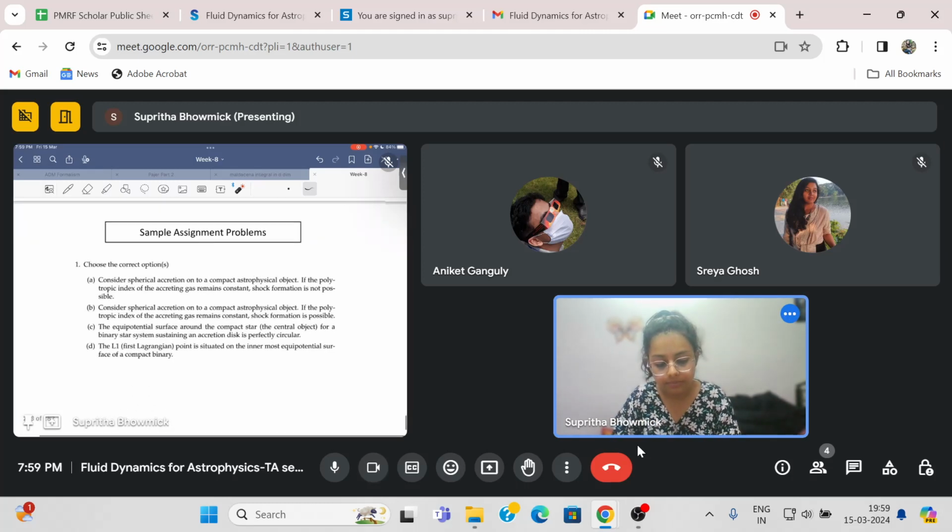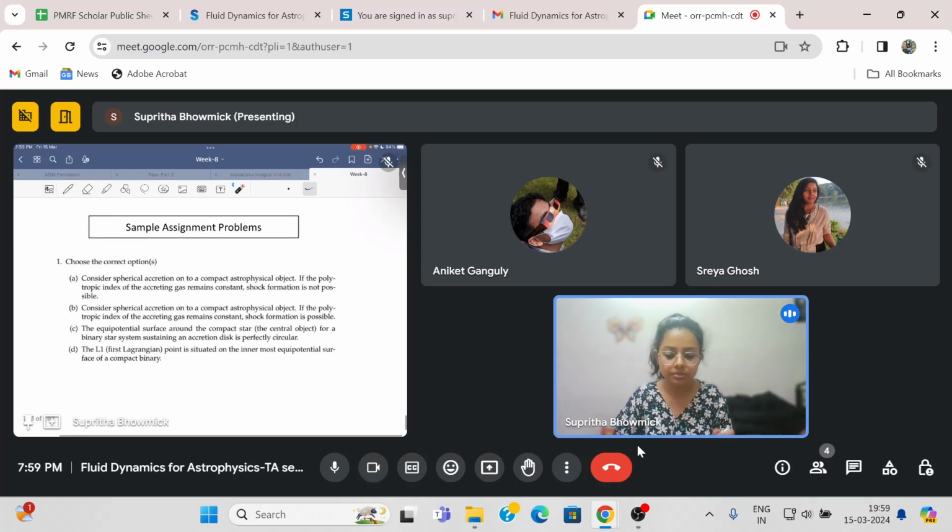Okay, so choose the correct options. Options A and B are exactly opposite of each other, so let's look at options A and B first. Consider spherical accretion onto a compact astrophysical object. So you take a compact object and you study spherical accretion onto it. If you remember, spherical accretion was studied last week. This is sort of a reminder question. If the polytropic index of the accreting gas remains constant, so if gamma of the accreting gas remains constant, shock formation is not possible. Is this true?